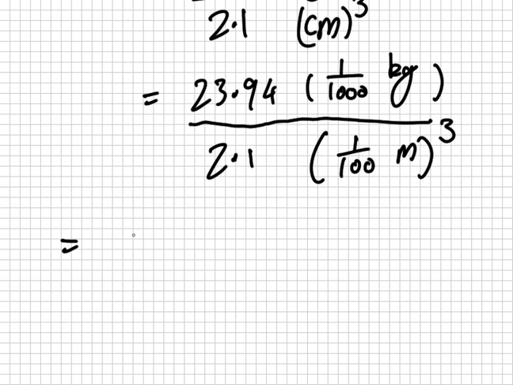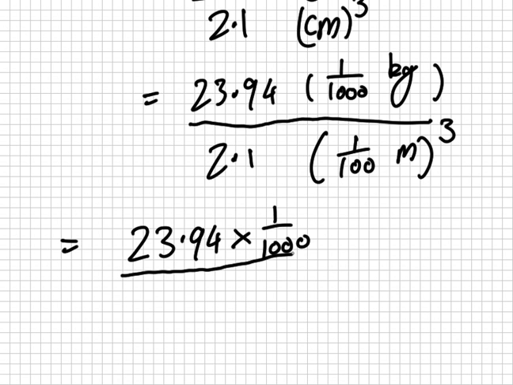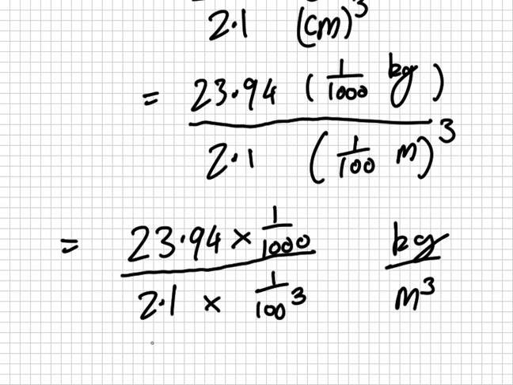So we get 23.94 multiplied by 1 over 1,000, all over 2.1 multiplied by 1 over 100 cubed, in kilograms per meter cubed. Did anyone type that in? What do we get?